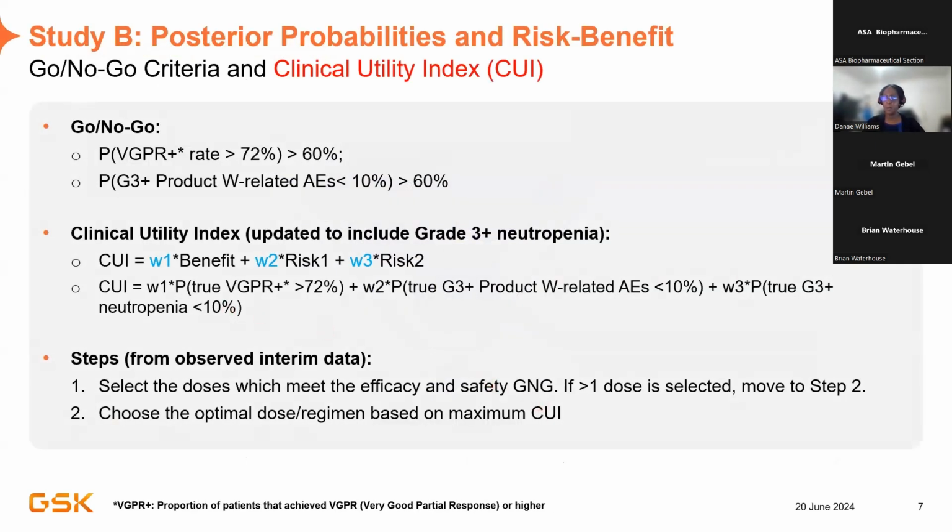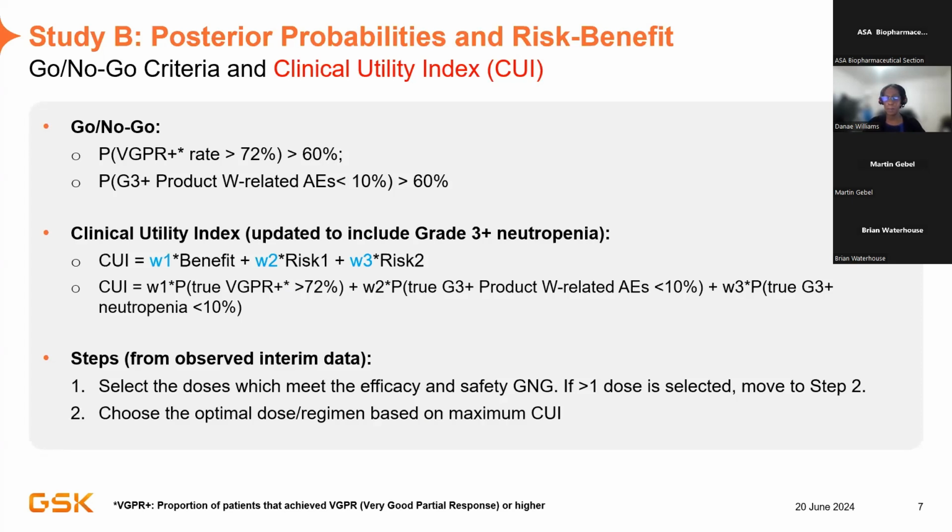So here are the two approaches that were applied to determine the optimal dose in study B. The first is the go, no go criteria, where it examines the posterior probability of the efficacy, which represents the clinical activity rate, where we're saying that the probability of the rate of the VGPR plus is greater than 72%, is greater than 60%. The other piece is the safety, where we're saying that the probability of a grade 3 or higher product W related AEs is less than 10%, is greater than 60%.